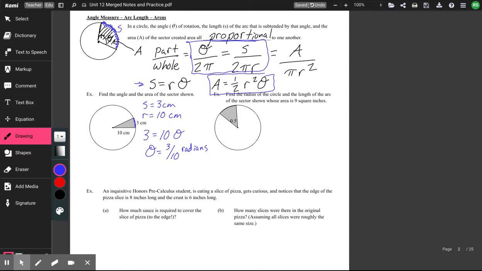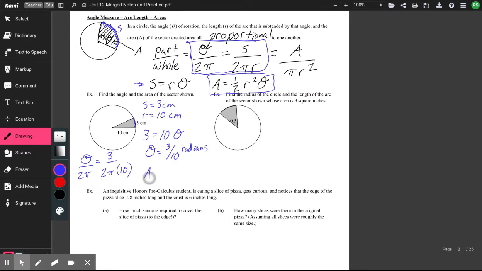Now we could also set that up as theta over 2 pi is equal to our arc length of 3 over 2 pi times 10. That would be if I use my proportions up above. I've substituted in my value of 3 for the arc length and 10 for the radius. We can cross multiply here and solve this algebraically, and you would still end up with theta equals 3 over 10 radians.